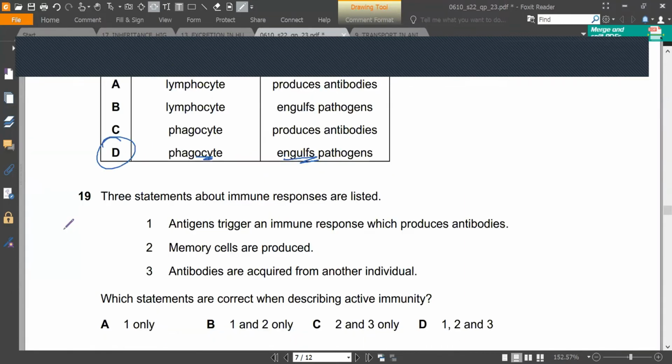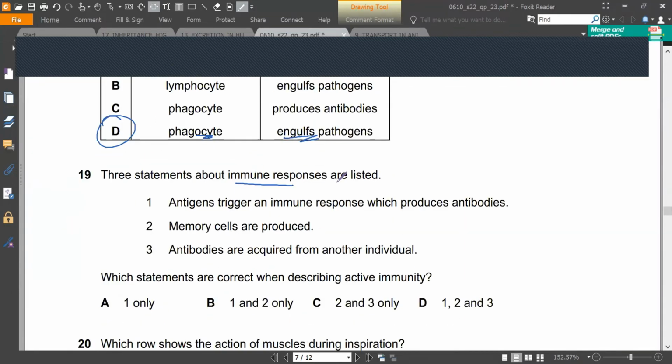Next. Three statements about immune responses are listed. We can take a look. What we mean by immune responses: when we have immune responses, we are responding to some threats from the environment. So the answer will be B.